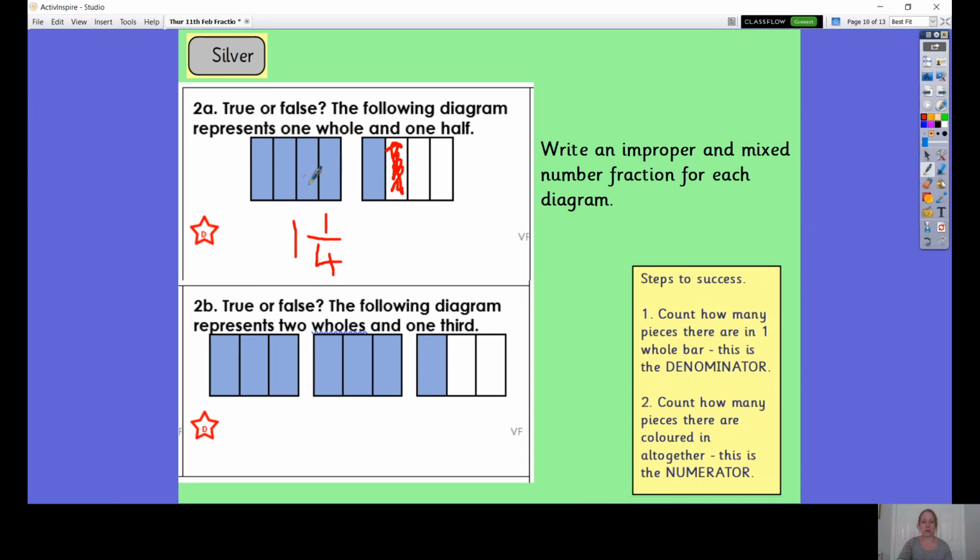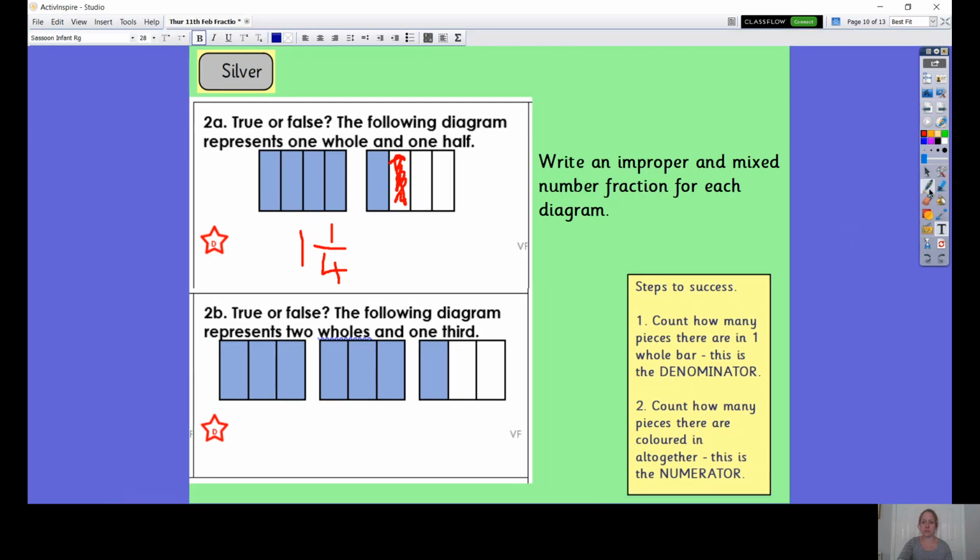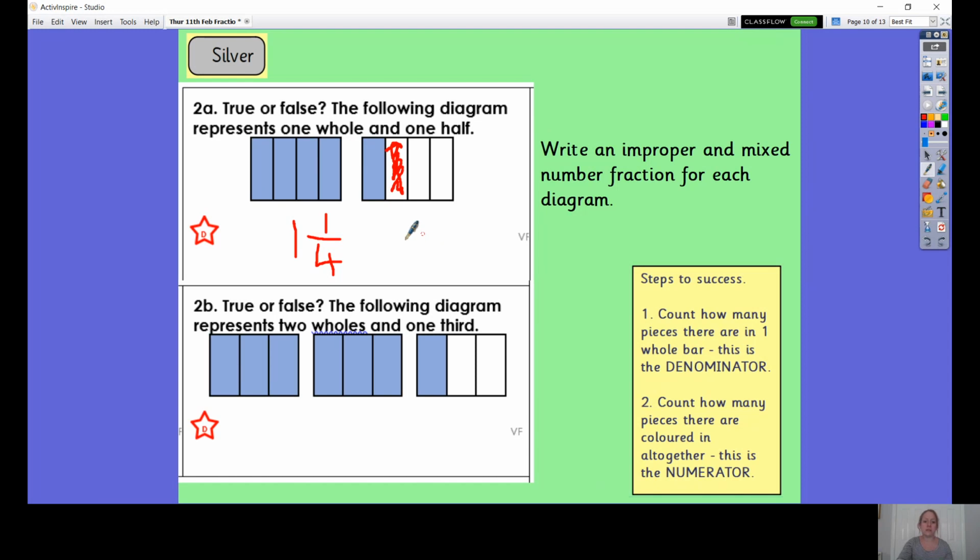Now, to write this as an improper fraction, what I need to do, try with the pen as well, it's a bit quicker. I know there's still going to be a 4 on the bottom because it's divided into 4. Each whole one is divided into 4 equal pieces. So count how many pieces there are in 1 whole bar. This is the denominator. So in 1 whole bar, there are 4 pieces. So put 4 on the bottom, and then count how many pieces coloured in all together. So 1, 2, 3, 4, 5 pieces are coloured in altogether. So put 5 on top. So that is it as a mixed number, and that is the fraction as an improper fraction.